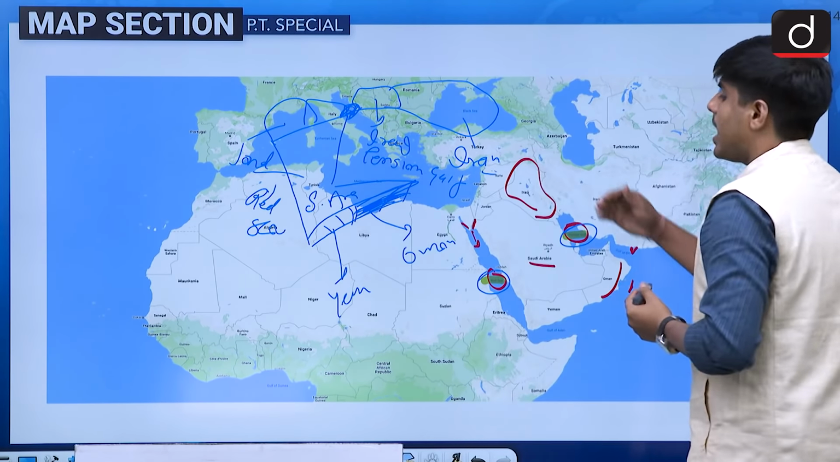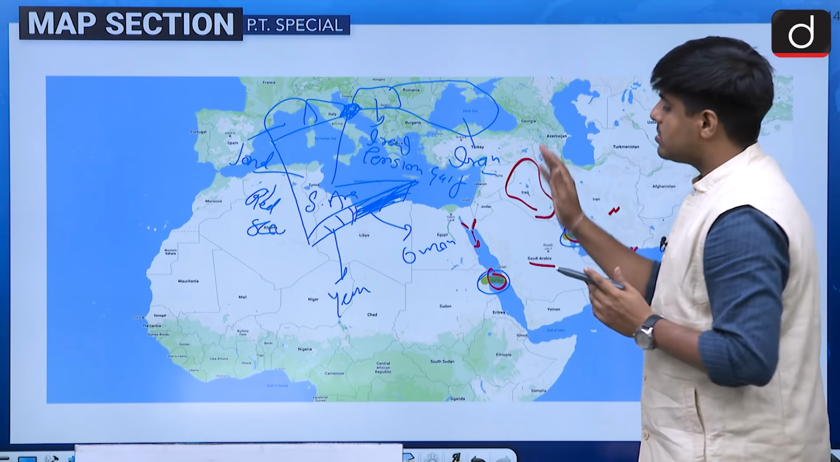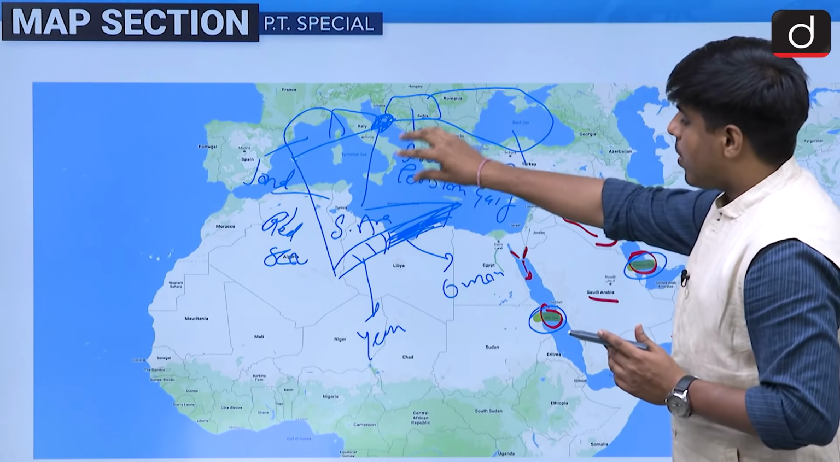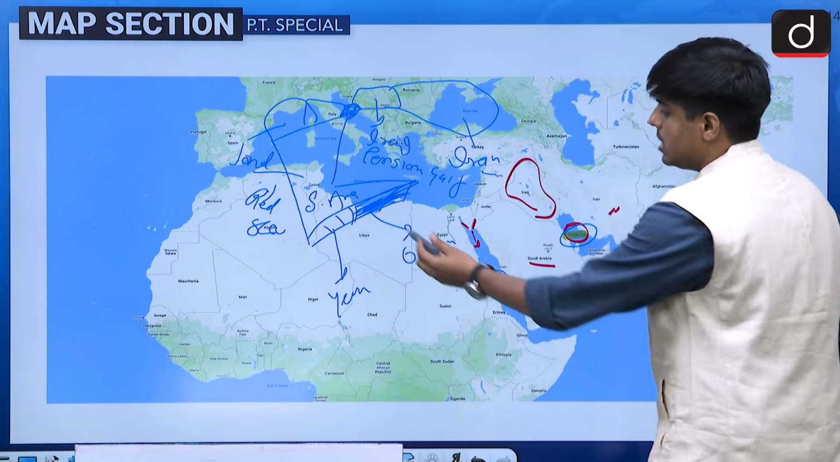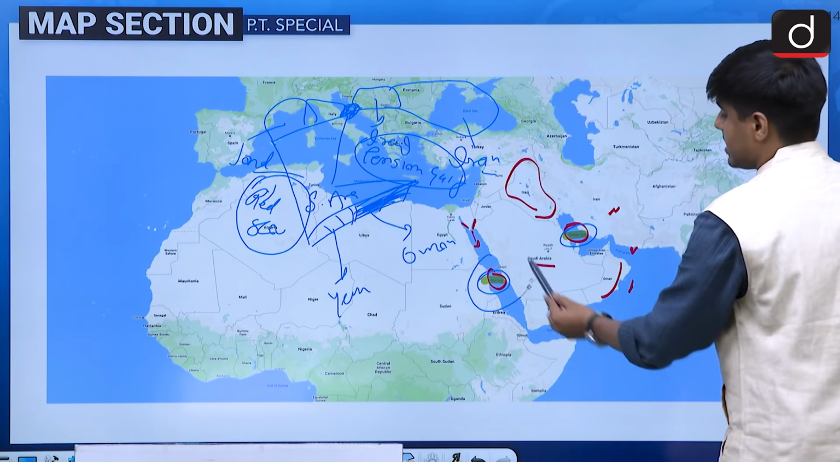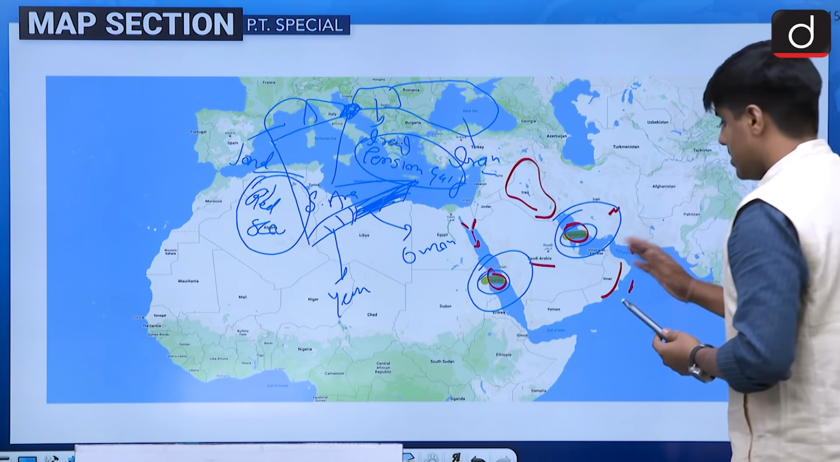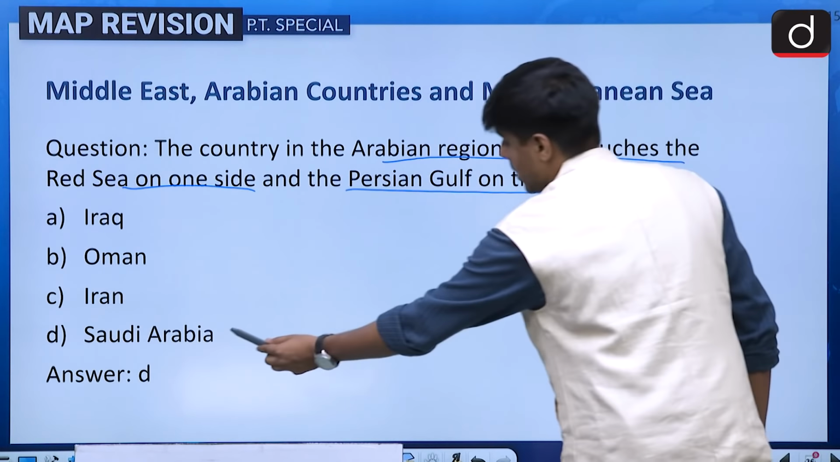You can have this kind of map in your copy. You can practice it once or twice to remember the neighboring countries of the important countries here, like Saudi Arabia, and the important water bodies here. Saudi Arabia has the Red Sea as well as the Persian Gulf on its two sides, and that is why the answer to this question would be Saudi Arabia.